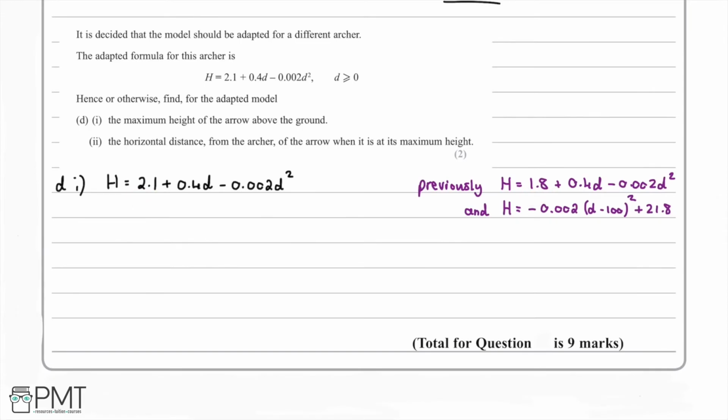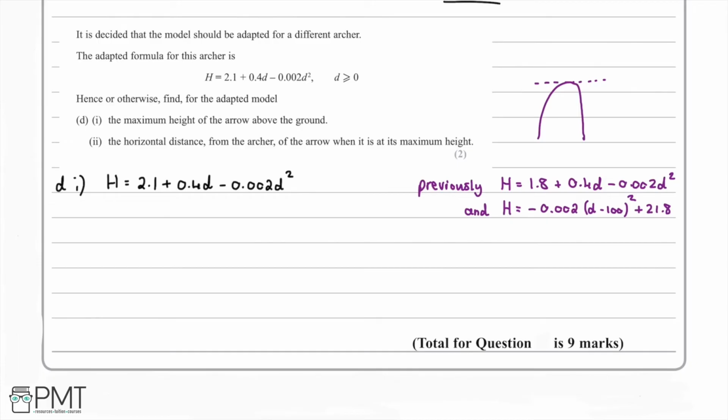And from our knowledge of parabolas, we know that for the previous model and the current model, we're going to have a parabola which is shaped like this. So it's going to be a sad face parabola, since the coefficient in front of the squared term is negative. So as you can see here, this will be the shape of a parabola. So we know from the shape of our parabola and our knowledge of parabolas that the maximum height of the arrow above the ground is going to be the turning point of our parabola.